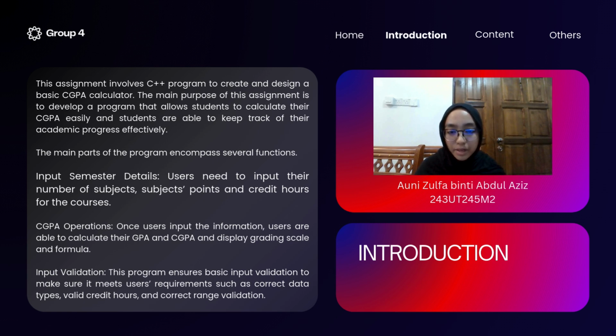of their academic progress. So the main parts of the program include input semester details, where users will have to input their number of subjects, subject points, and also credit hours for the specific courses they are entering into the system. And then next is CGPA operations. Users are able to calculate their GPA and CGPA after they input the information that I mentioned before.